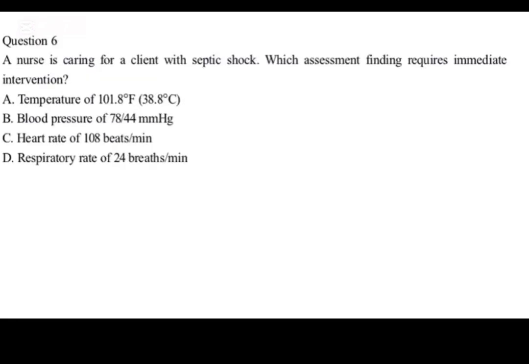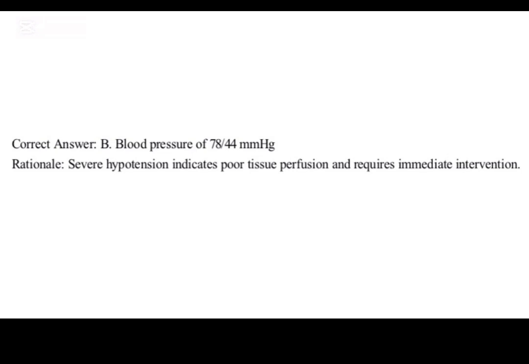Question 6. A nurse is caring for a client with septic shock. Which assessment finding requires immediate intervention? A. Temperature of 101.8 degrees Fahrenheit, 38.8 degrees Celsius. B. Blood pressure of 78/44 mmHg. C. Heart rate of 108 beats/min. D. Respiratory rate of 24 breaths/min. Correct answer, B. Blood pressure of 78/44 mmHg. Rationale: severe hypotension indicates poor tissue perfusion and requires immediate intervention.